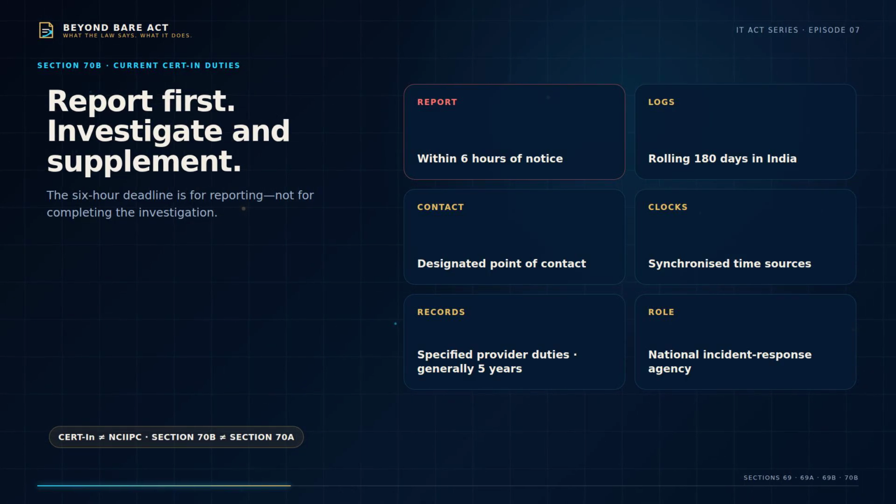Covered entities must synchronise system clocks with specified Indian time sources or accurate sources traceable to them. Listed cyber incidents must be reported within 6 hours of being noticed or brought to notice. The deadline is for reporting, not for finishing the investigation. The FAQ permits available information to be sent first and supplemented later. Covered entities must designate a point of contact. They must enable ICT system logs, keep them securely for a rolling period of 180 days within Indian jurisdiction, and provide them with an incident report or when lawfully directed.